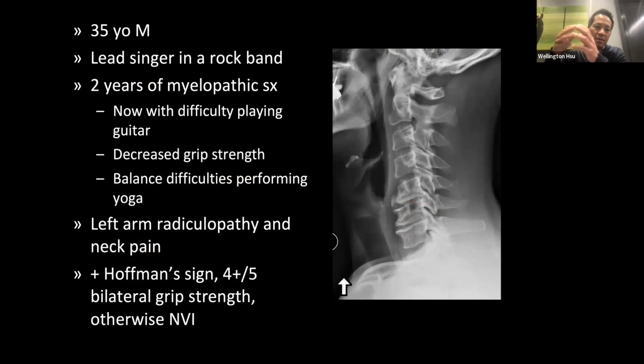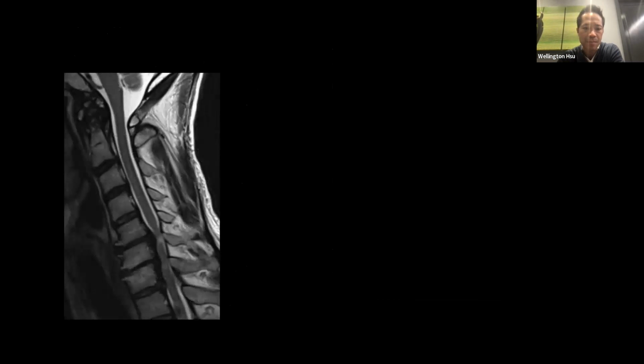So here's an example. This is a 35-year-old individual who's a lead singer in a rock band who complained of 2 years of myelopathy. And these musicians, they will really know when they have myelopathy because they have difficulties with fine motor manipulations. This patient also had left arm radiculopathy and neck pain, and had physical exam findings to boot.